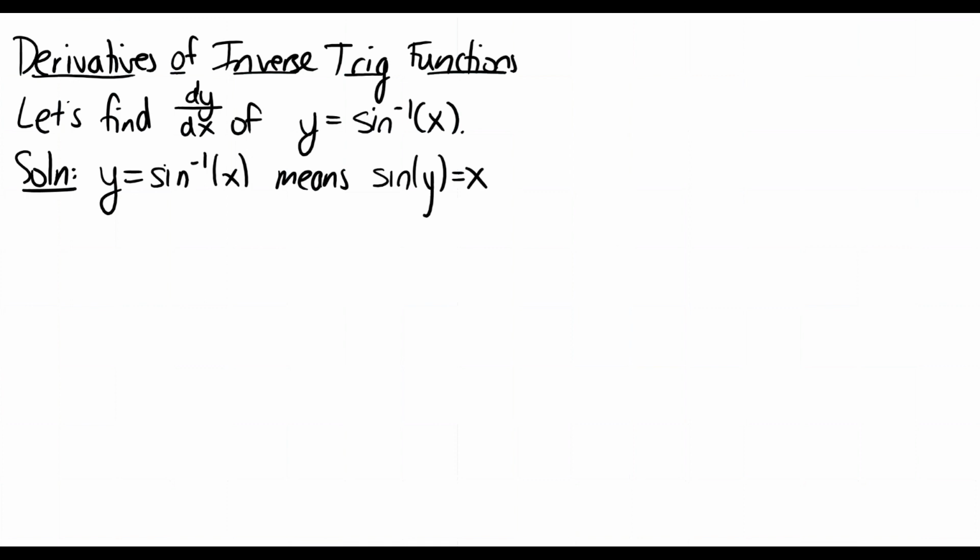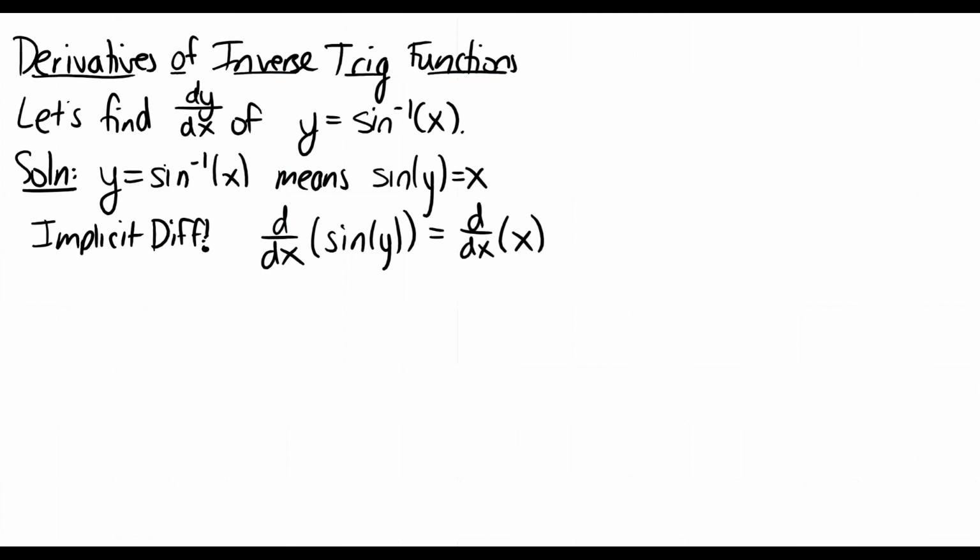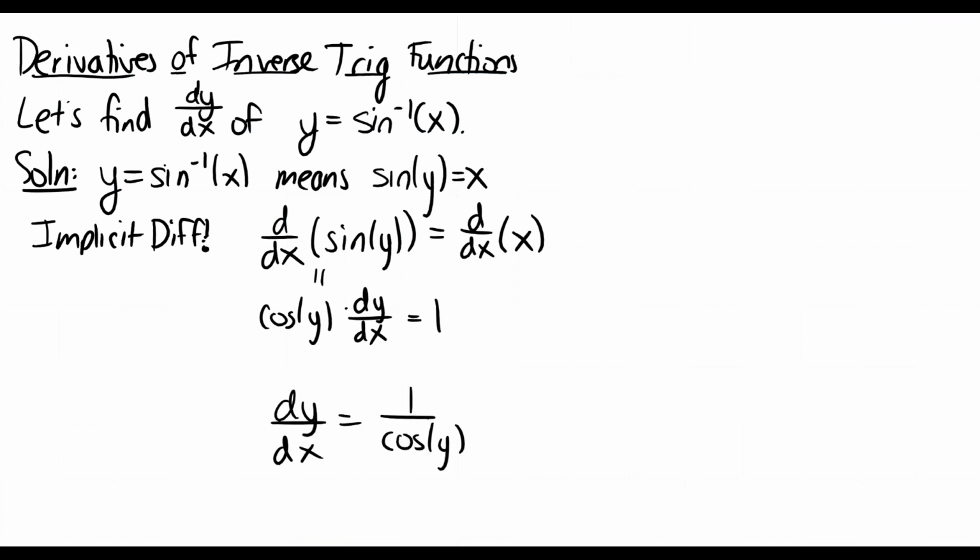Now let's use implicit differentiation. We have that d dx of sine of y must equal d dx of x. On the right, we get 1. On the left, we get the derivative of sine of y, which is cosine of y times dy dx because y is a function of x. Solving for dy dx, we get that dy dx must equal 1 over cosine of y.